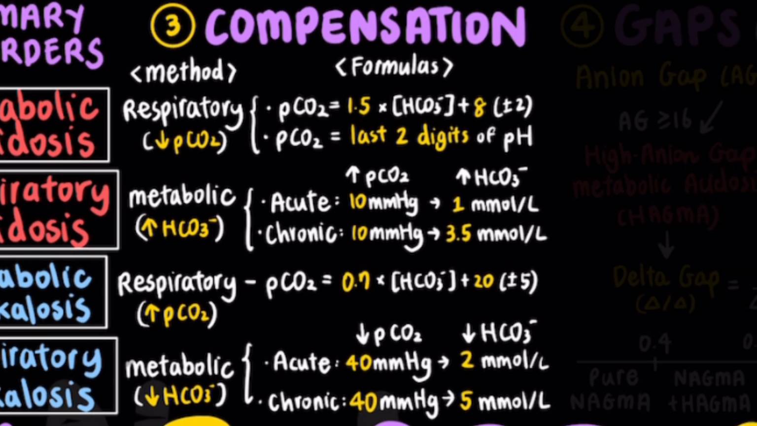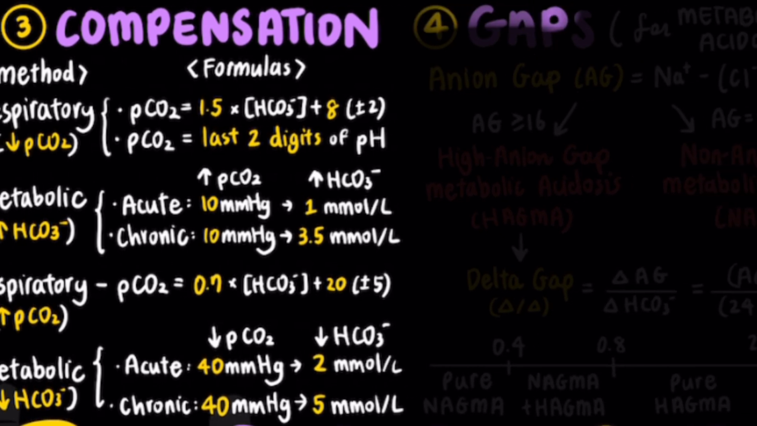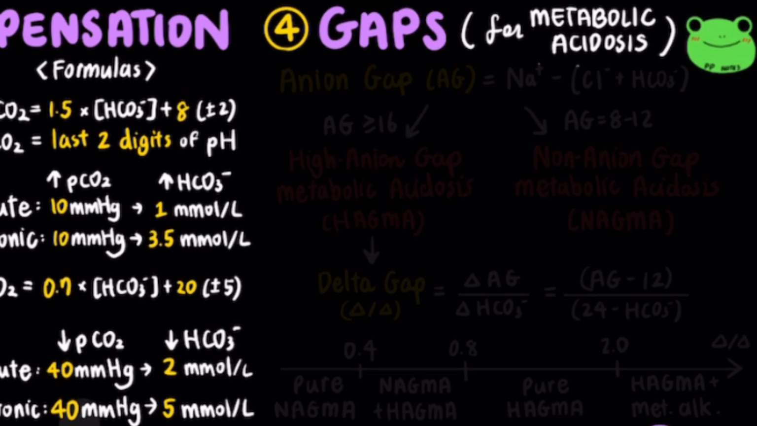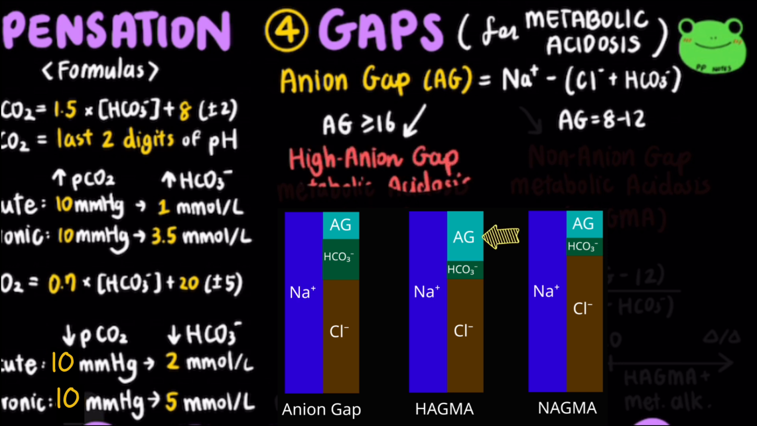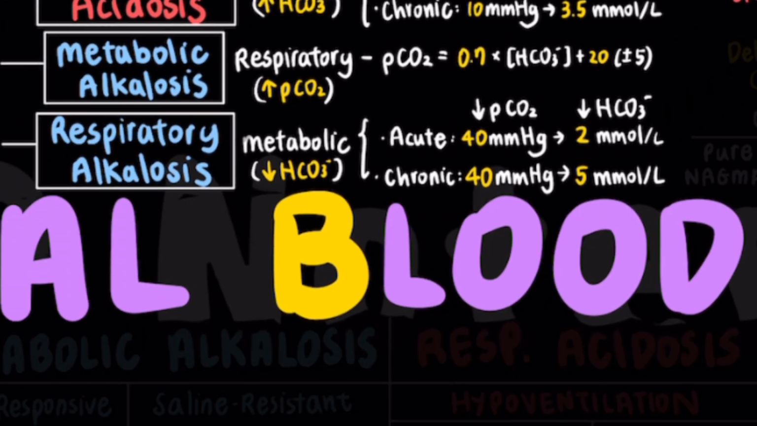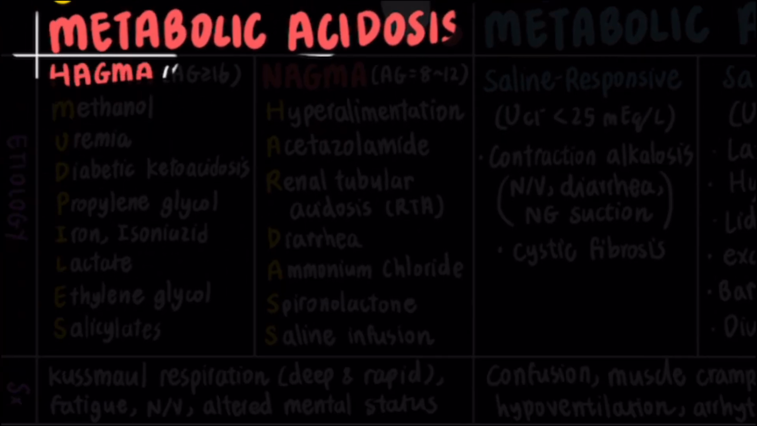If you've identified a metabolic acidosis, the next step is to calculate the anion gap, which helps us figure out why the acidosis is happening. The formula of anion gap is the concentration of sodium minus the concentration of chloride plus bicarbonate. A normal anion gap is typically between 8 and 12. If the anion gap is greater than 16, it's called a high anion gap metabolic acidosis, or HAGMA. This means there are unmeasured acids in the blood. You can remember the causes using the mnemonic mud piles.